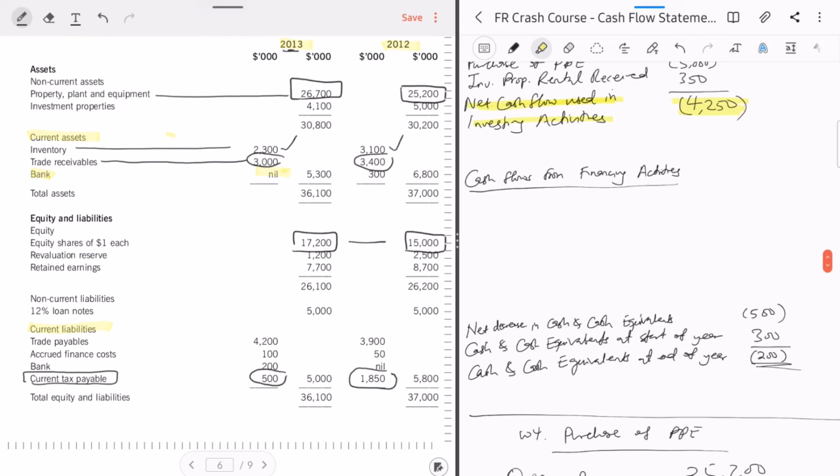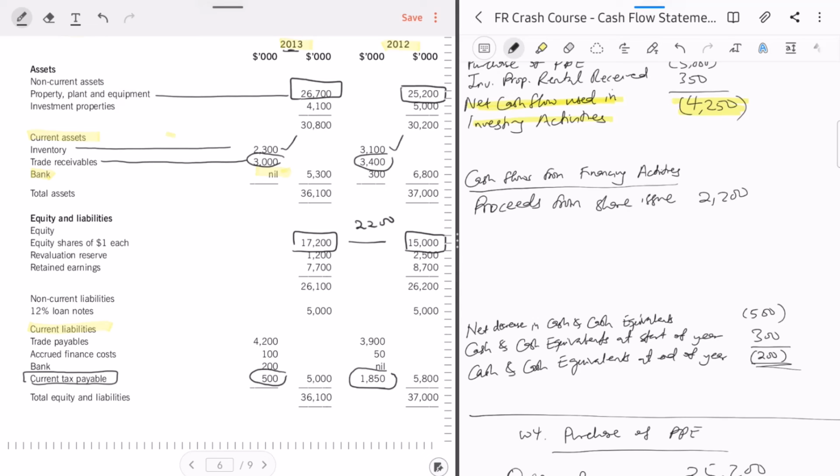So I come to financing activities and I say proceeds from share issue. Difference is what? 2,200. So I put 2,200 here. And please take note, this is an inflow. Because when I issue shares to the market, I get money, or I get funds in return. So this is an inflow of cash, right?